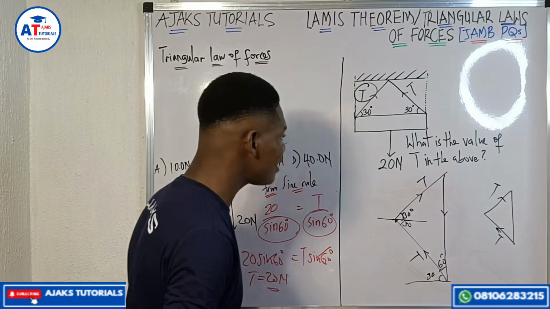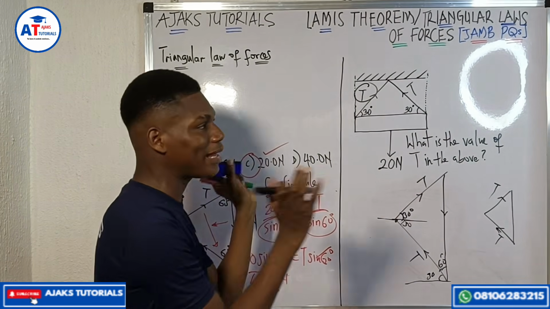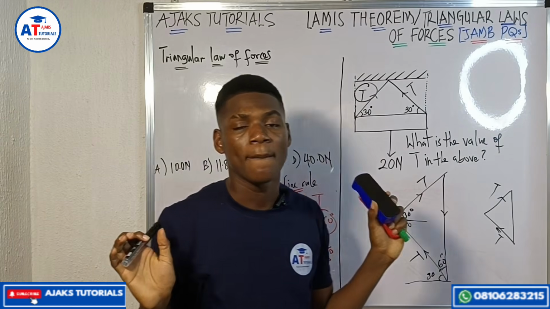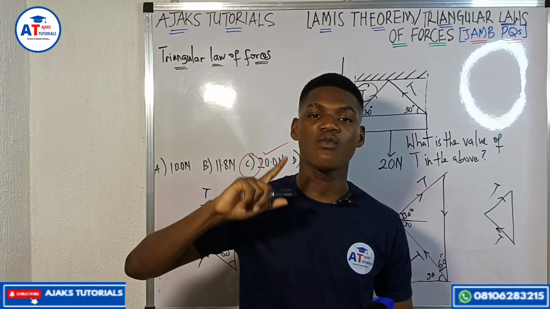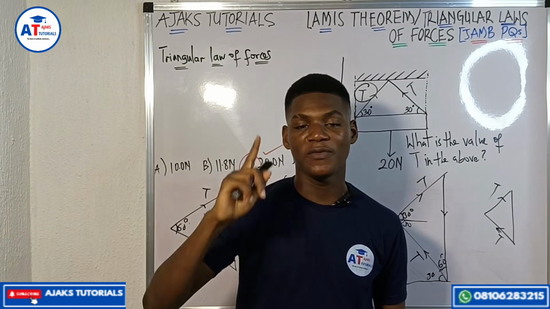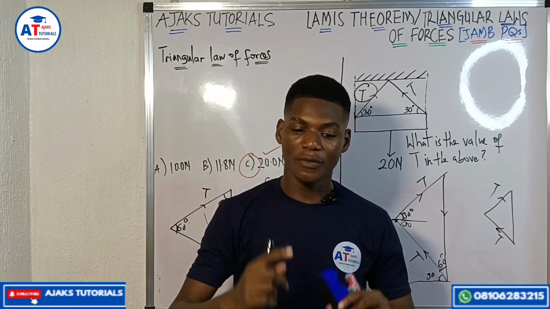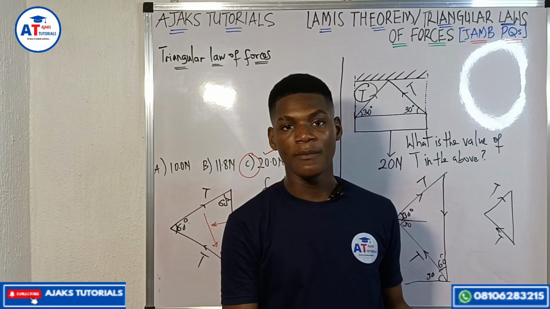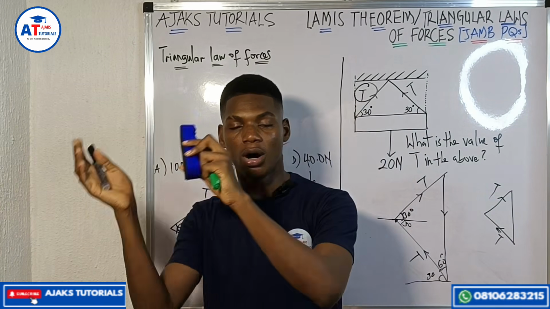Okay, now let's continue. So that is it. We are done with this JAMB question. 20 Newton is the answer. I hope it's clear. Now let's solve one more, and that question we are going to be fast with it. Number one, and we are going to solve it in two ways. So start with Lami's theorem, then we'll now convert it to triangular law of forces.